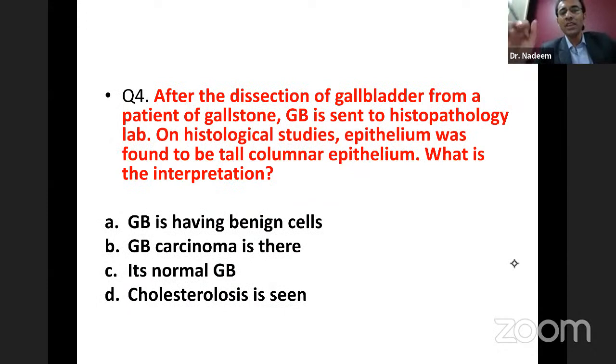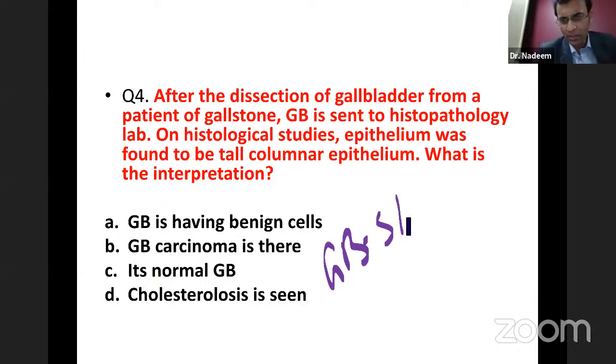After the dissection of the gallbladder from a patient of gallstone, the gallbladder is sent to the histopathology lab. On histological studies, the epithelium was found to be tall columnar epithelium. What is the interpretation? This is the normal protocol: whenever a surgeon operates, for example on a case of gallbladder stone, a case of cholelithiasis, removal of the gallbladder is supposed to be done. We have to do cholecystectomy.